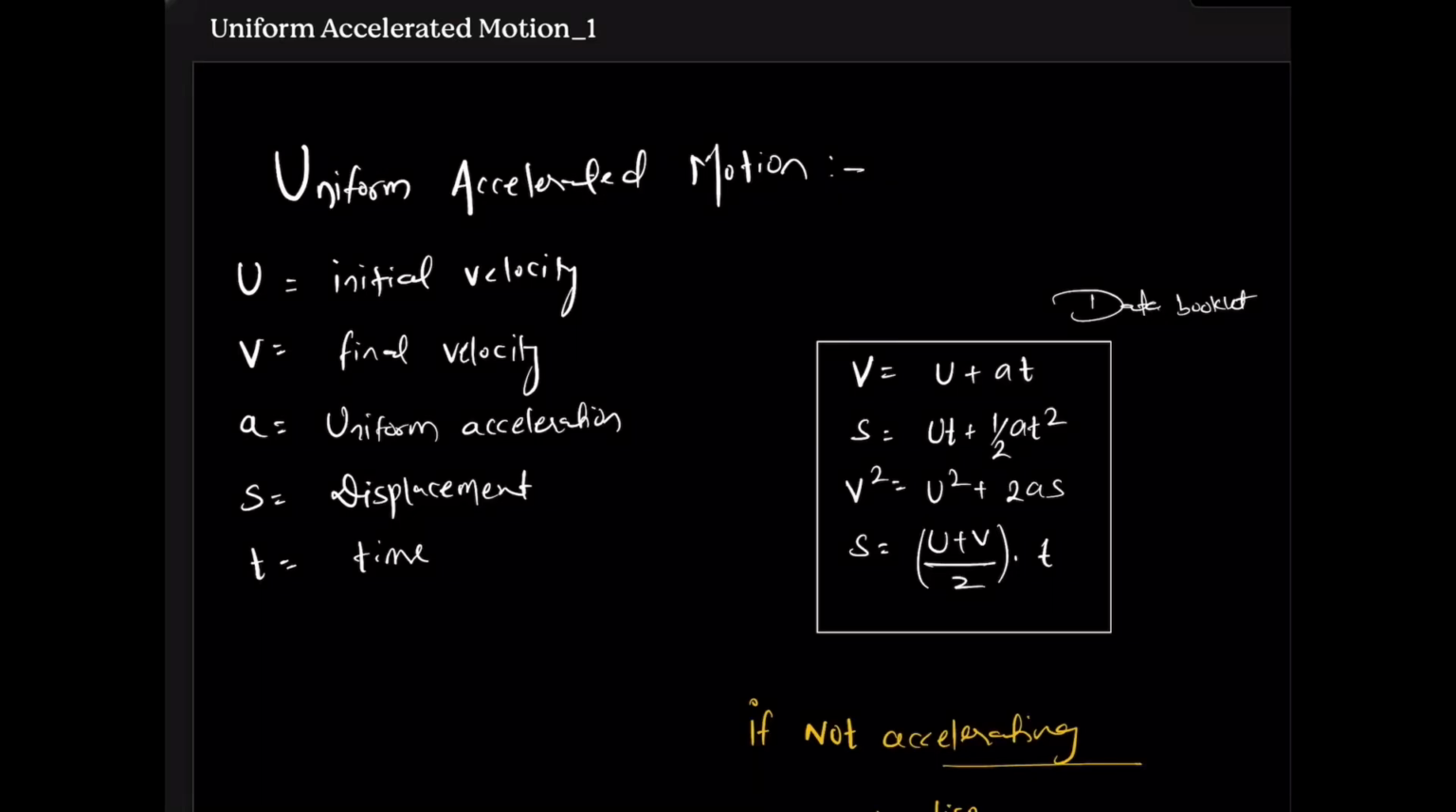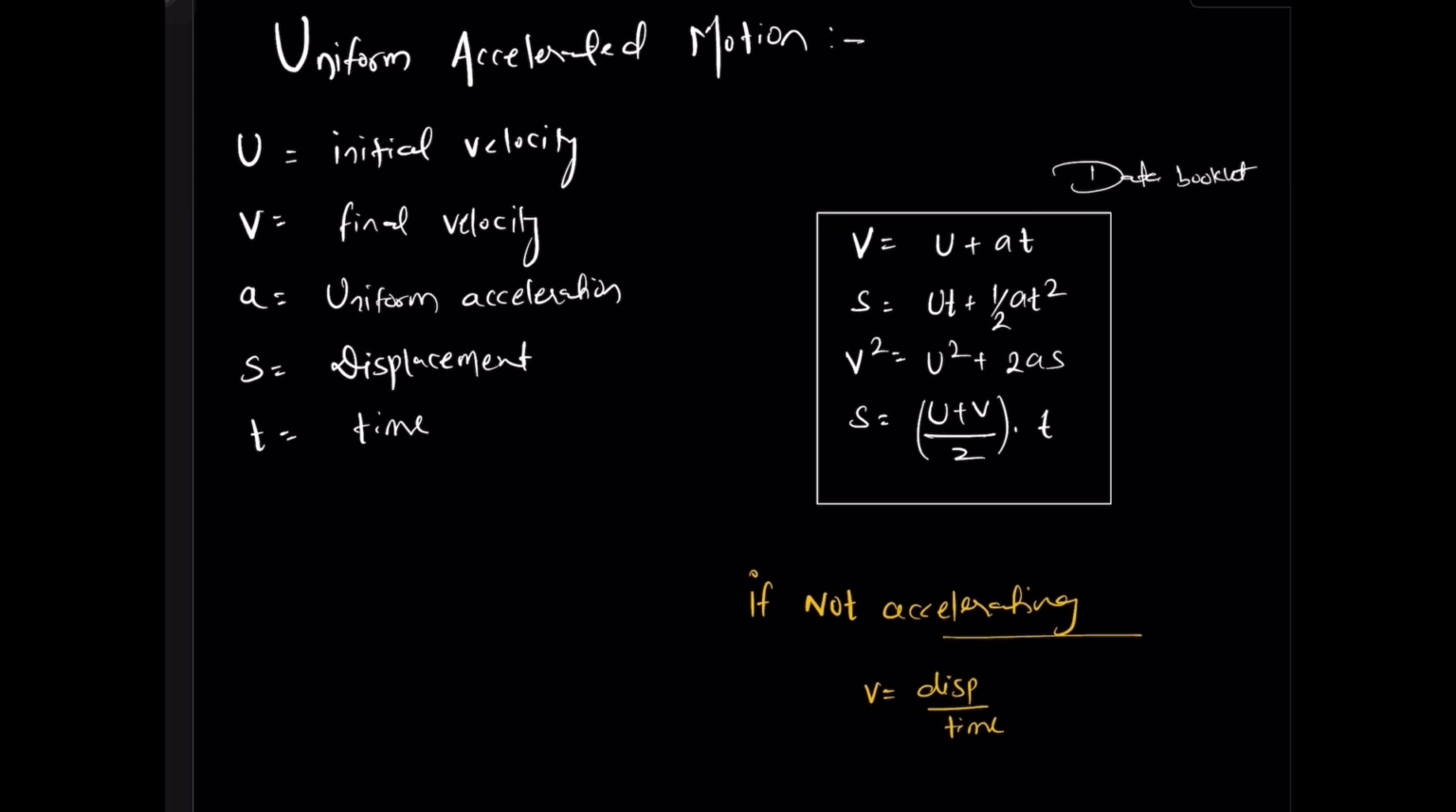Hello everyone, welcome back. In this class, we'll learn about uniform accelerated motion, one of the important concepts in IBDP mechanics. Acceleration is whenever the object is changing its velocity. If the object is changing its velocity, we say it's accelerated motion. On the other hand, if it is not accelerating, it's covering equal distance in equal intervals of time. So we use this form.